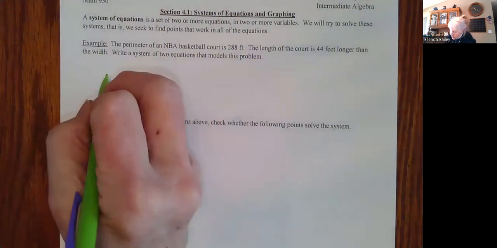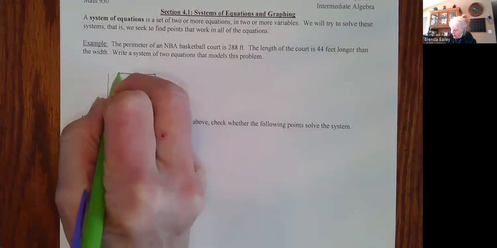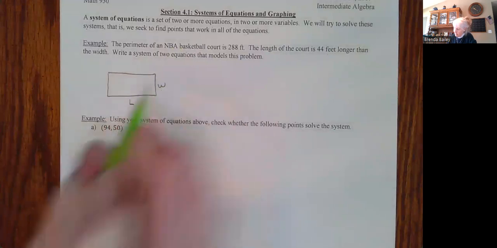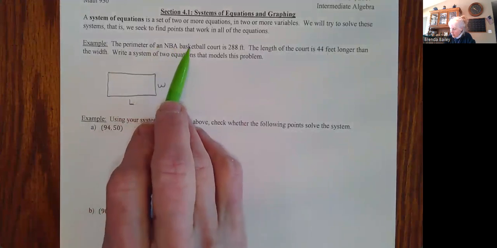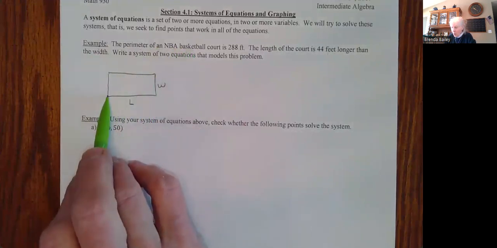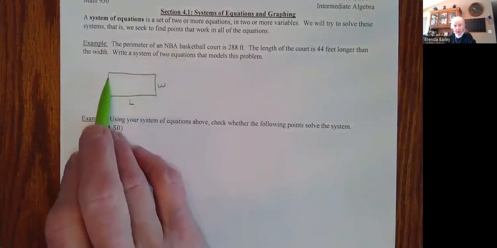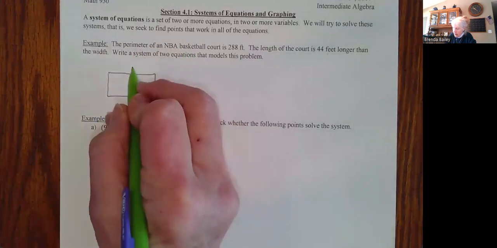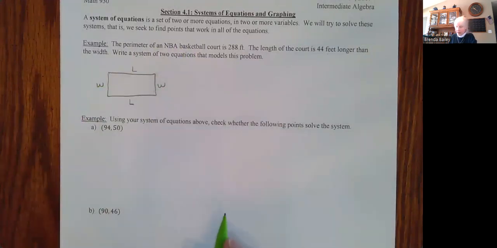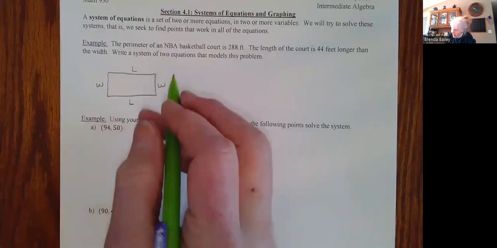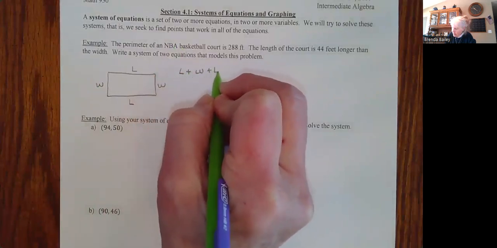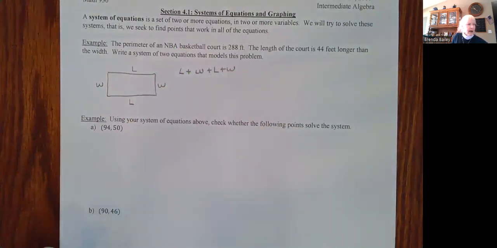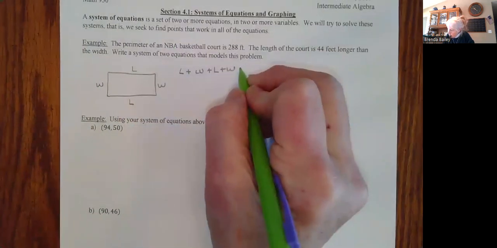Well, I like pictures. So we're going to draw a picture of a basketball court. And we've got length and width. All righty. It doesn't matter which one's the L and which one's the W. I know that the perimeter of a basketball court is 288 feet. Well, the perimeter is the distance around if you were to walk around. So if this is L, and this is W, so they match, even though pictorially it doesn't, our perimeter is L plus W plus L plus W. Now we're going to simplify that a little bit. Equals 288.